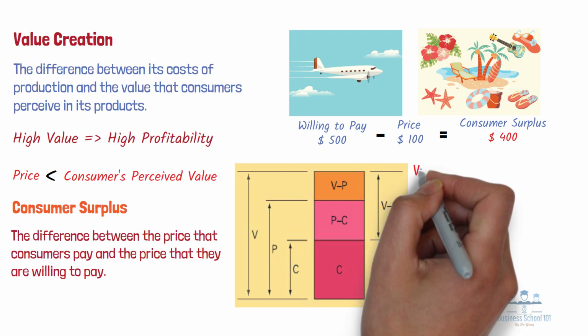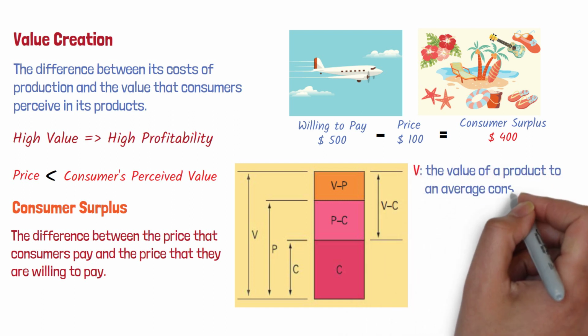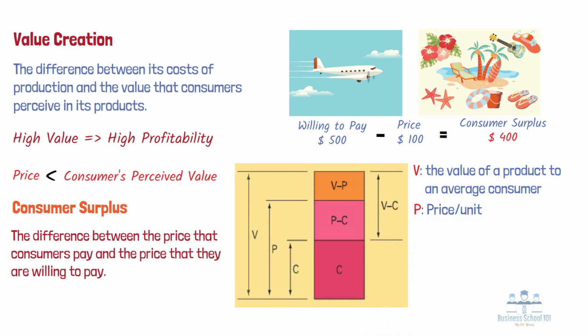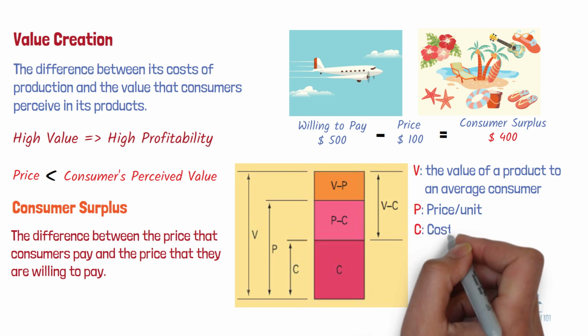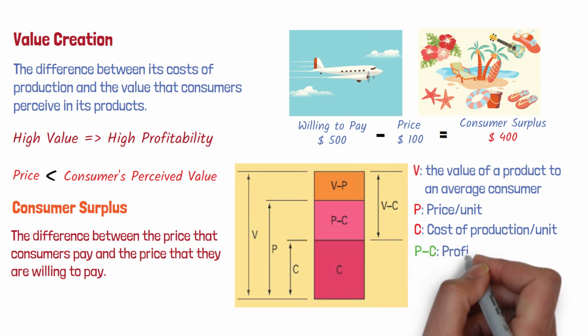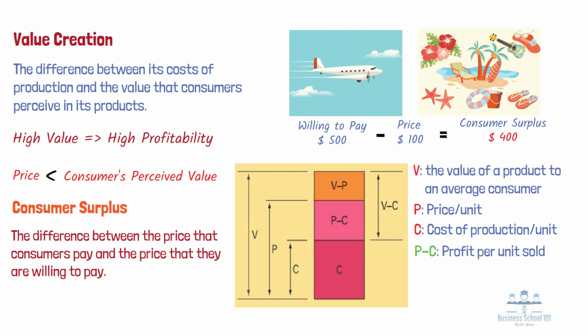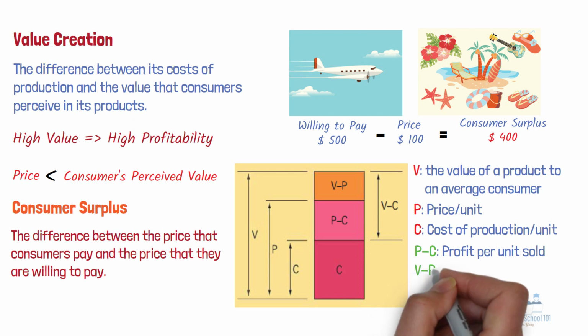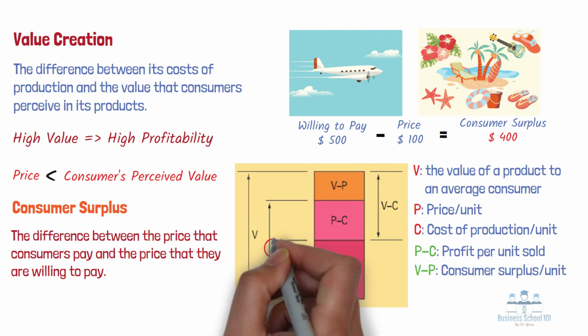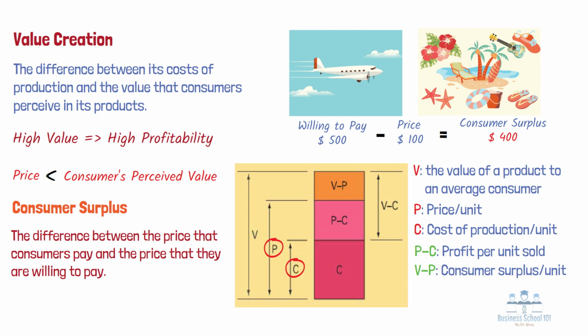As you can see, the value of a product to an average consumer is V. The average price that the firm can charge a consumer for that product, given competitive pressures and its ability to segment the market, is P. The average unit cost of producing that product is C. Therefore, the firm's profit per unit sold is equal to P minus C, while the consumer's surplus per unit is equal to V minus P. The firm makes a profit as long as P is greater than C, and its profit will be greater the lower C is relative to P.